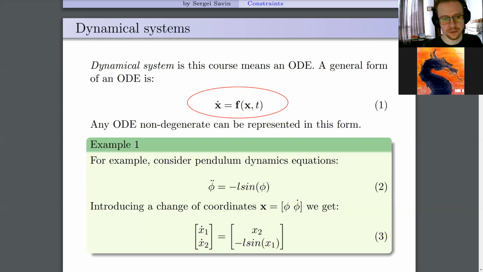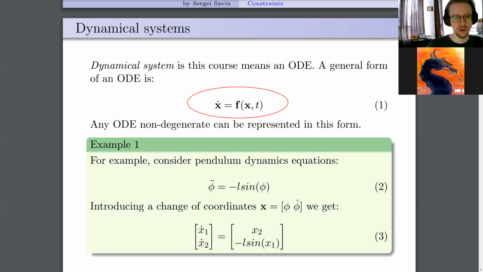Okay, so from your answer, I judge it is still relatively new. Well, how should I put it? Every dynamical system, in general, as I said, means an ODE, ordinary differential equation. And an ODE in general can be represented in this form. So it can be represented as x dot equals f of x comma t.